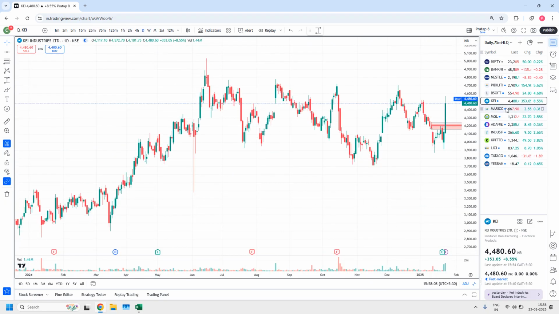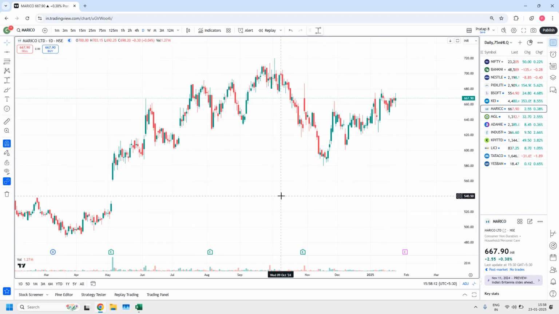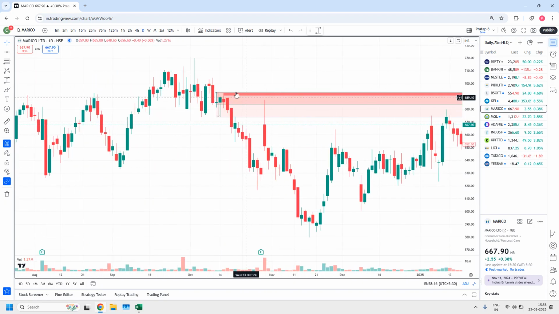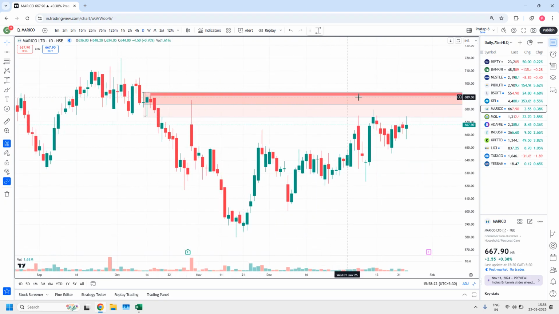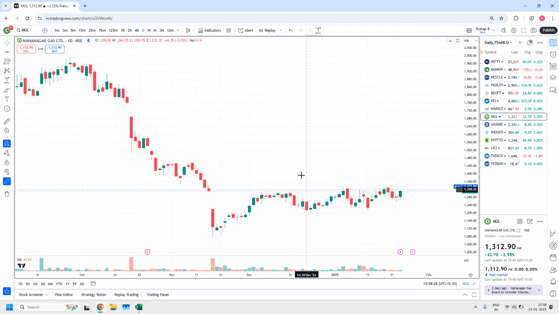And the next one is Marico, we didn't get the trade in the fine-tuned zone. I think Marico I explained earlier. Previously I have explained how I fine-tuned. We have a fine-tuned 5 minute zone. Today prices did not enter. Next one is MGL. MGL also we discussed previously.